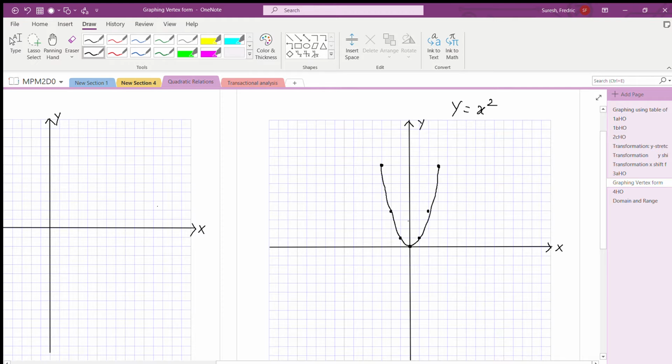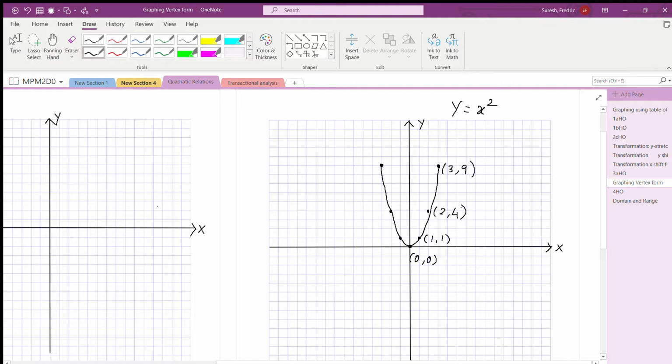All right, so what do we know from this base graph? We know that (0, 0) is the vertex, and this coordinate is (1, 1). So when you go right 1 unit on the x-axis, you go 1 unit up. If you go right 2 units, you go 4 units up. And when you go 3 units, you go 9 up. These numbers you should know like the back of your hand.